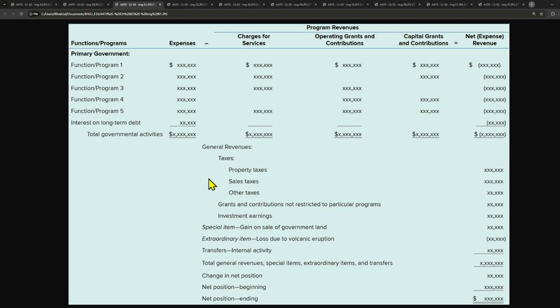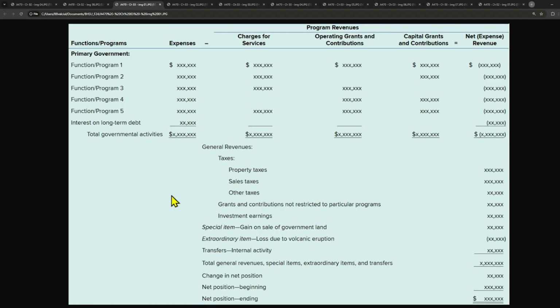And the way you know is you look for the word unrestricted or restricted or special purpose. If it says the word unrestricted, then those revenues go into general revenues. And you can see here, we've got grants and contributions not restricted to a particular program. That's specifically what we're talking about there. Now, if you have another type of grant and contribution that is restricted to a program, then it needs to be included in one of these columns for the function or program that it's restricted to.